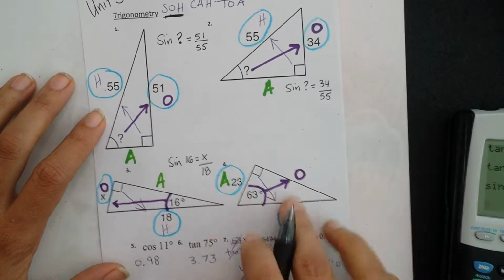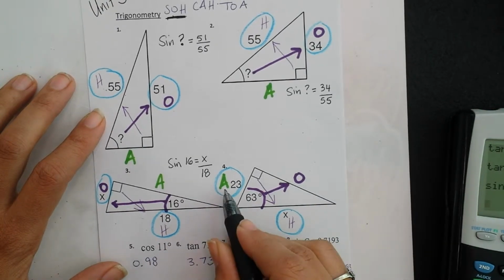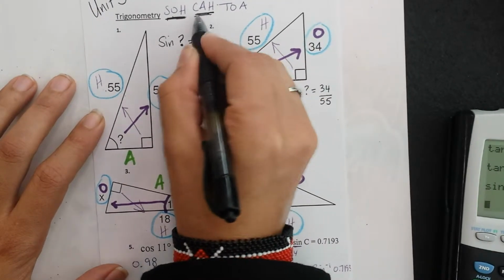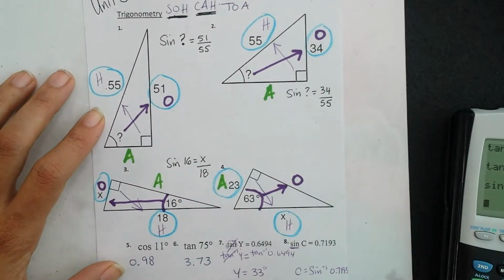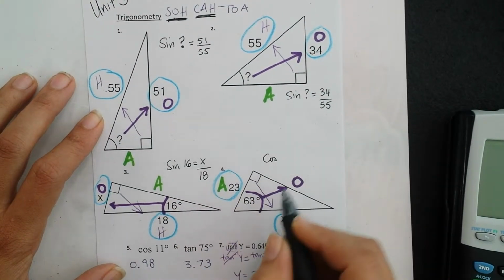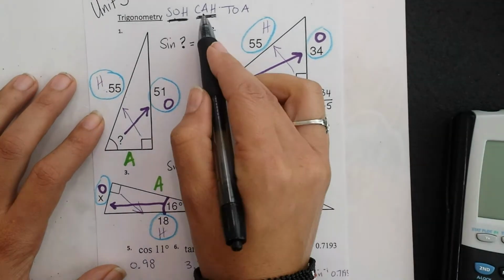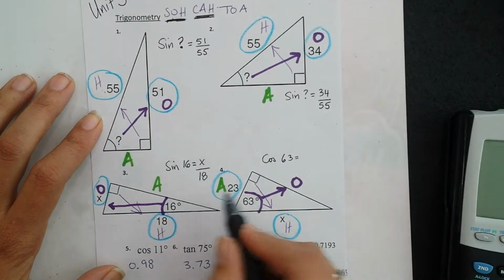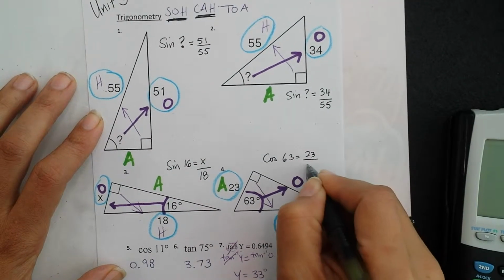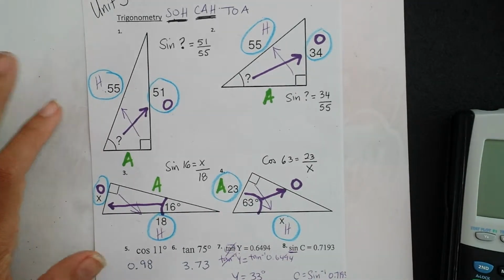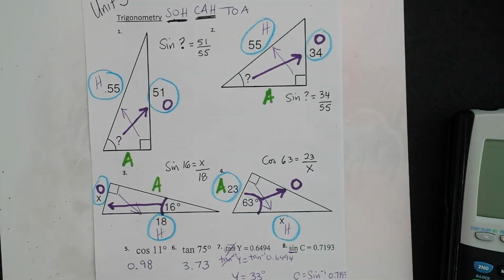Okay. Set up the next one. You need A and H this time, so you need CAH. So cosine of the angle, what's the angle? 63 equals A, adjacent, over hypotenuse. Adjacent, 23 over hypotenuse, X. Now you've set up your ratio. So now you've drawn your triangle, you've labeled your triangle, you've circled or underlined what you need, you've set up your ratio. Now you actually have to solve it. Now to solve it is relatively simple.